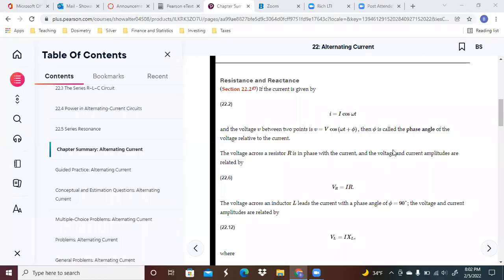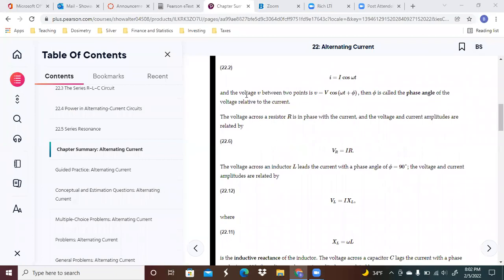This is going to be the lecture over section 22.2, resistance and reactance. So if we have current that is given by this particular phasor equation, and the voltage between the two points is described as this. In other words, same type of algebraic relationship, except we're adding in something new here, a phi. This is going to be called the phase angle of the voltage relative to the current. In other words, these two may not necessarily be in phase with each other.